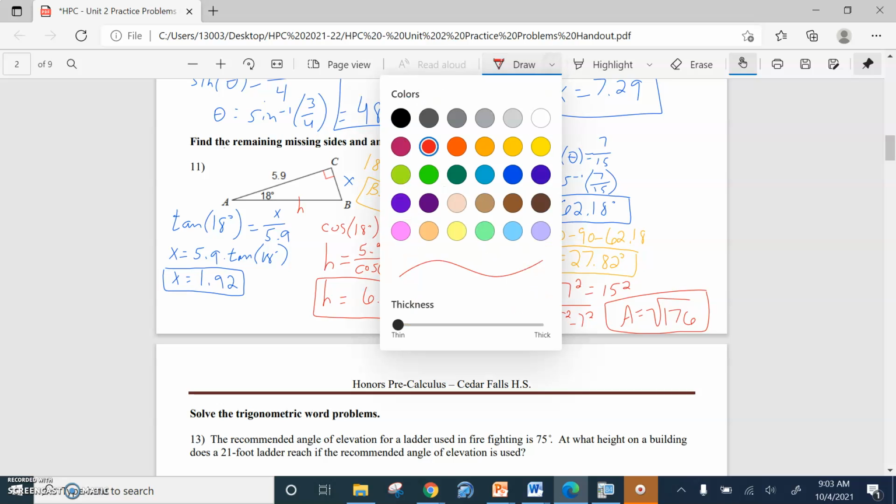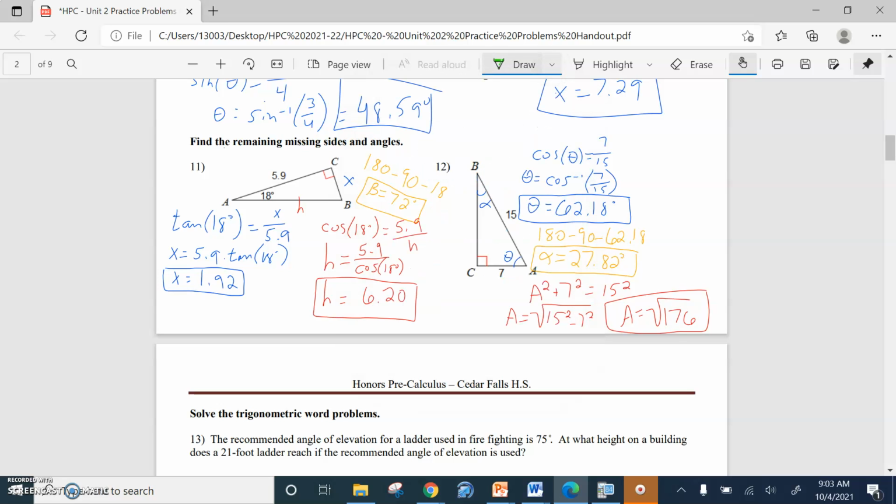Let me just go bright green to highlight some of this stuff. So the first thing I said was, well, I have an angle. I know it's a 90 degree. I'm going to do angle B as the first thing I do. So 180 minus 90, and then minus 18, I get the other triangle side. So that's the easiest thing to do.